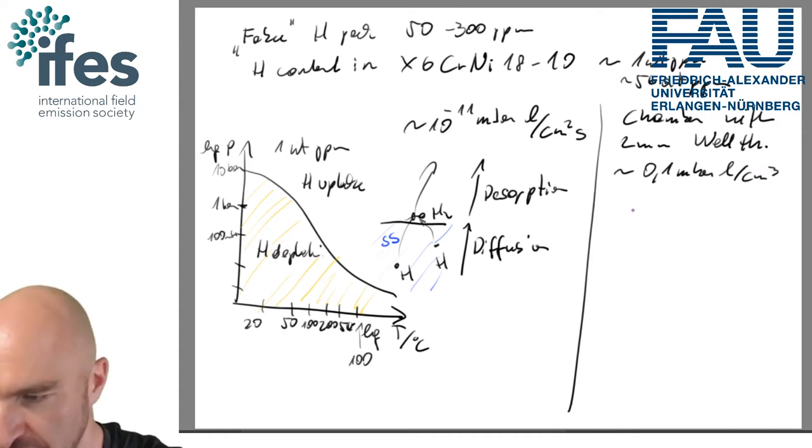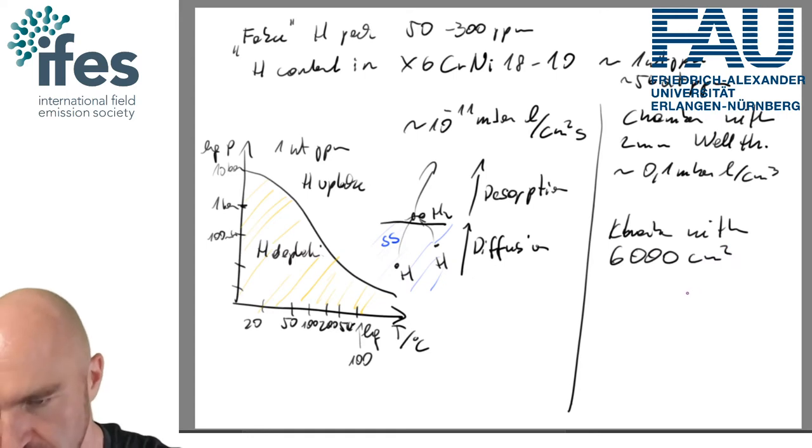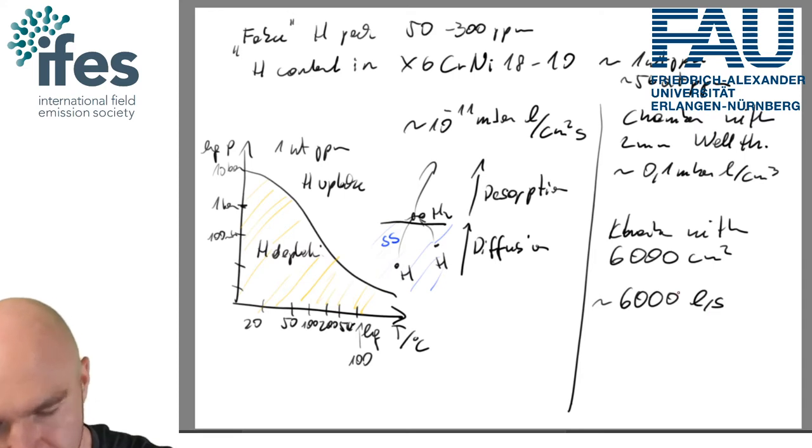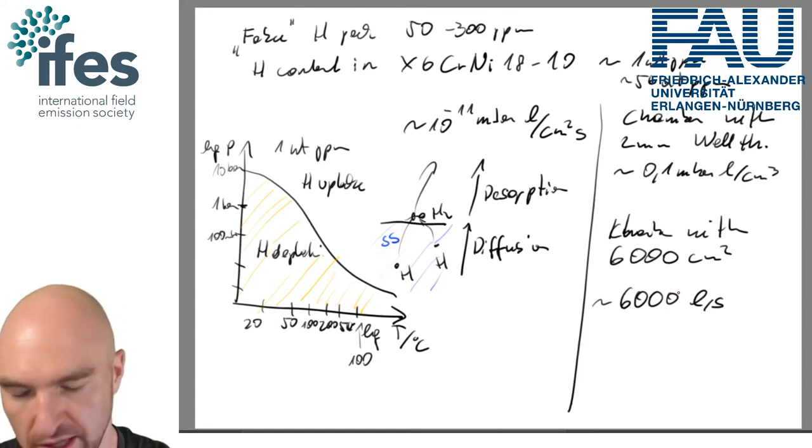Now, if you calculate that for a typical atom probe chamber, I've done it for one of the chambers, a chamber with 6,000 square centimeters roughly, you'll get roughly 6,000 liters per second coming off at the pressure of 10 to the minus 11 millibars. And that's roughly our operating pressure. If you say, okay, I'm at 10 to the minus 10 millibars, then obviously it would be 600 liters per second.